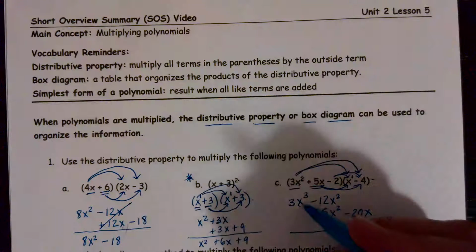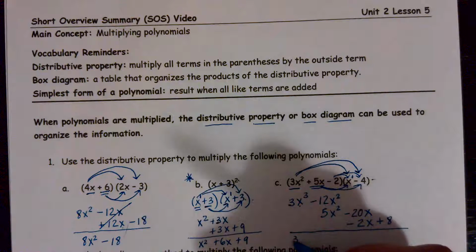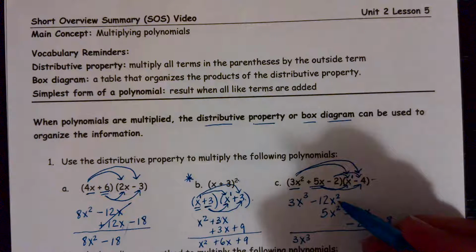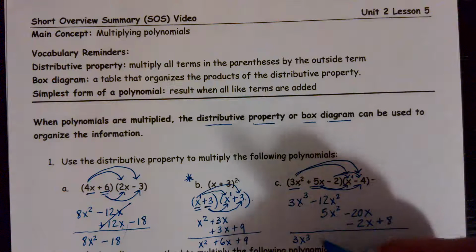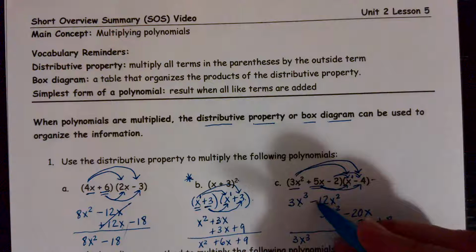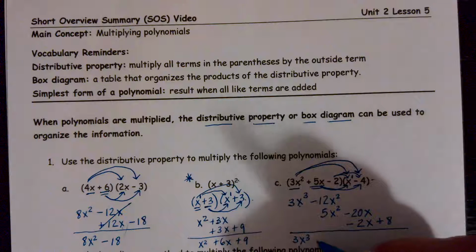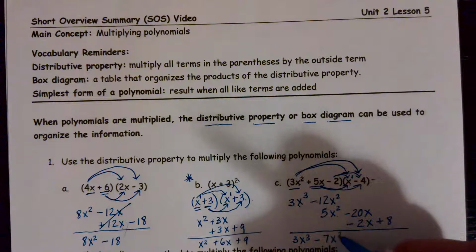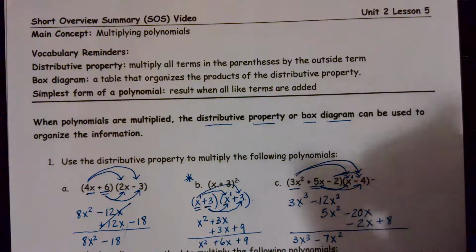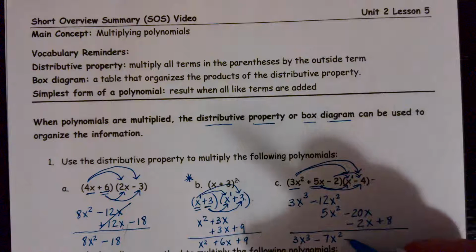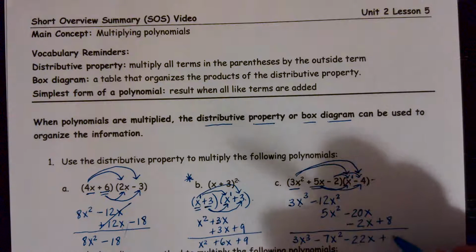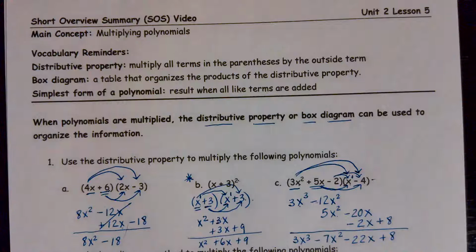So nothing else for cubed, so I write 3x cubed. A negative 12x squared and 5x squared, different signs, find the difference, so I subtract that, and I keep the sign of the one with the highest absolute value. So that's negative 7x squared. Negative 20x, negative 2x, same sign, find the sum. So I add those together and I keep that sign. And finally, plus 8. And that's using the distributive property to multiply polynomials.